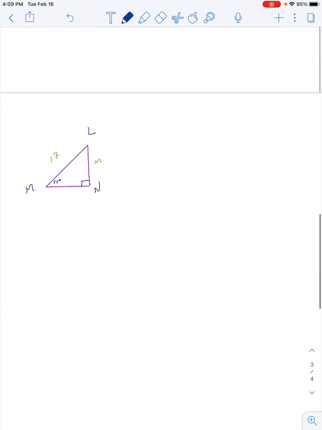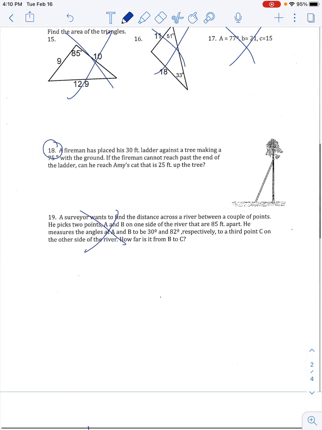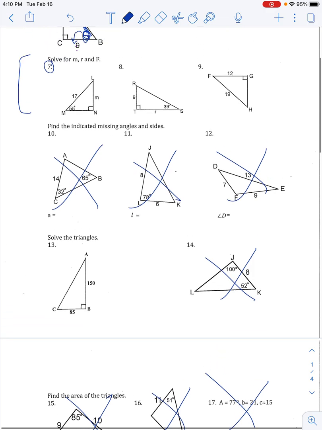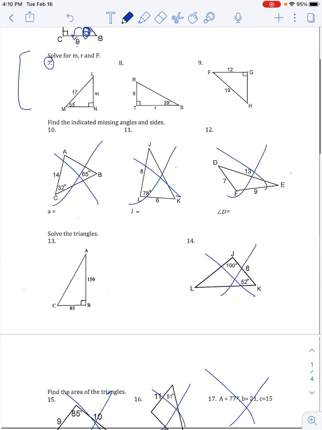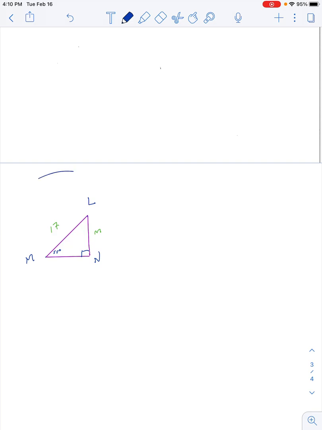So we have 17, and I'll zoom in right there. This side, the hypotenuse, was 17. We had 55 for an angle, and we had M, L, and N, just like that. So we're going to look at, what number was this again? This was number 7. We're going to do number 7 together, and then you can take numbers 8 and 9 and finish those off. So we are looking for the letter M. Now, this gets a little confusing at first because you're like, okay, we have a brand new triangle and we're feeling good.